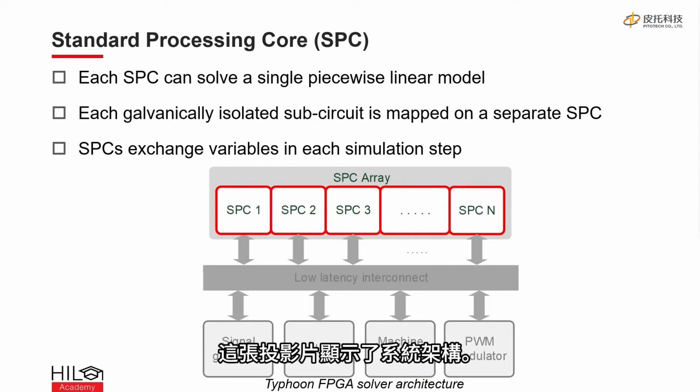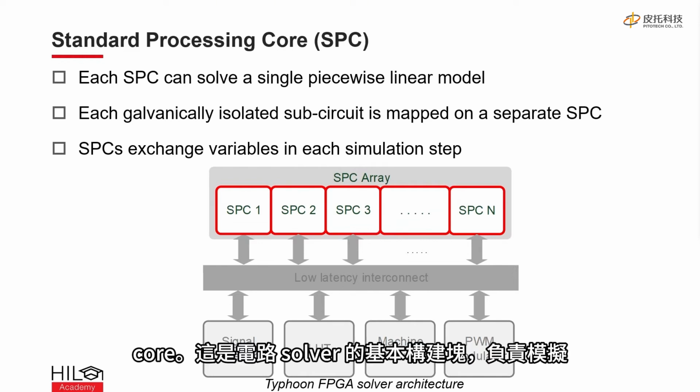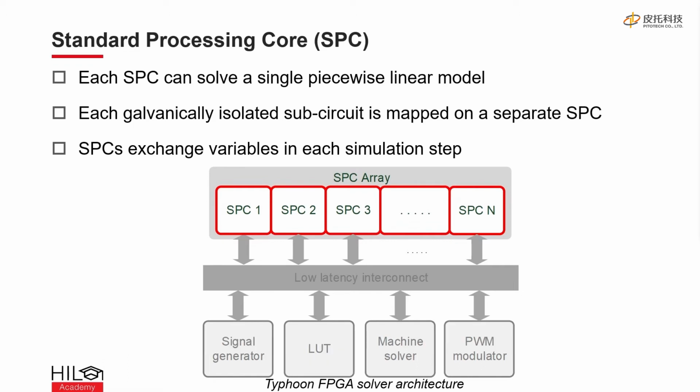The system architecture is shown on this slide. First, we will analyze the standard processing core, sometimes referred to as SPC or simply the core. This is a basic building block of the circuit solver, which is in charge of simulating electrical circuits consisting of linear passive elements, converters, and contactors.